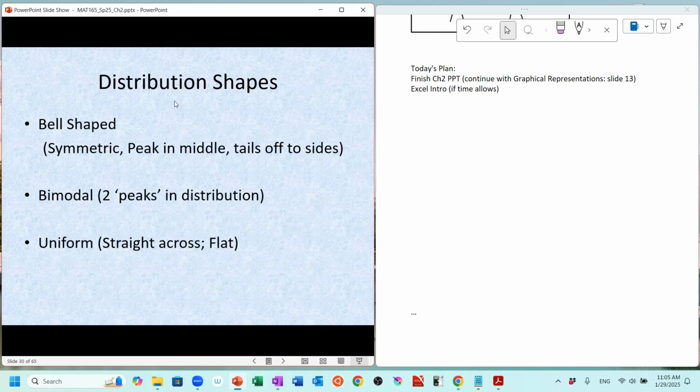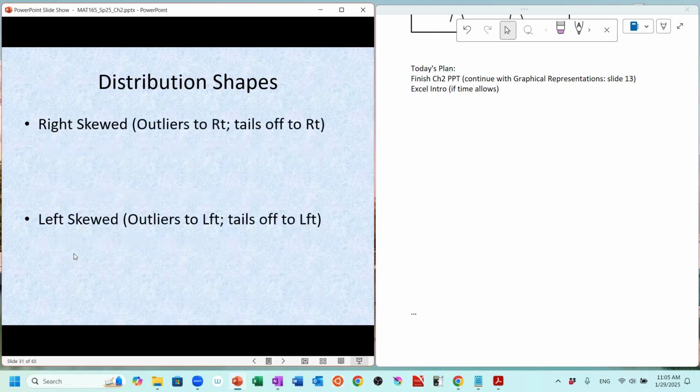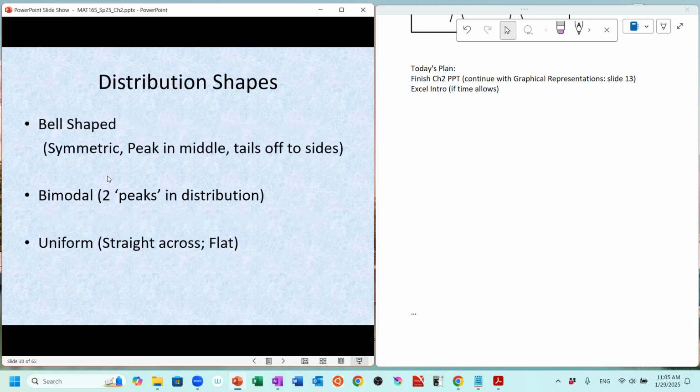Let's take a look in these next two slides at distribution shapes. We have these grouped into two different categories here: bell shape, bimodal, and uniform. And then on the next slide, talking about skewness, right versus left skewed. Again, this is a human-level classification. There's some gray area here, but these are words that we might use to describe the shapes of histograms or the shapes of the graphs of data.